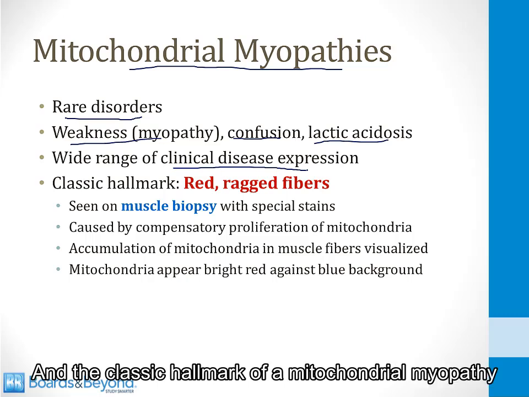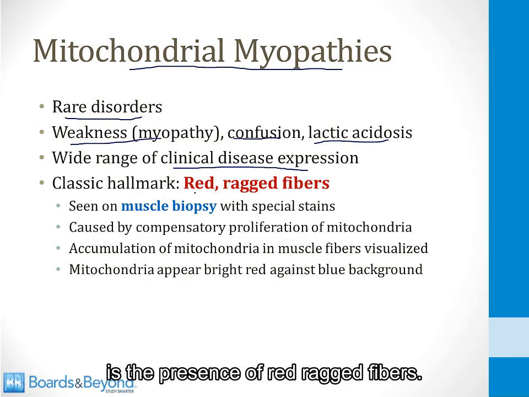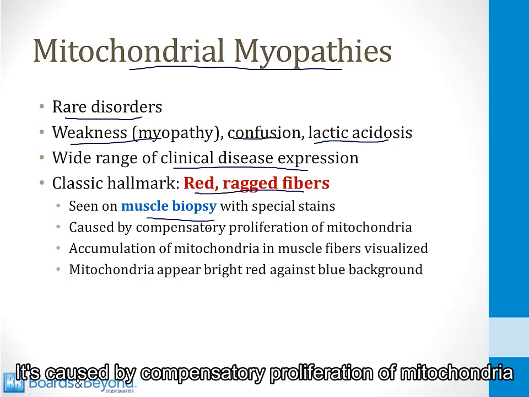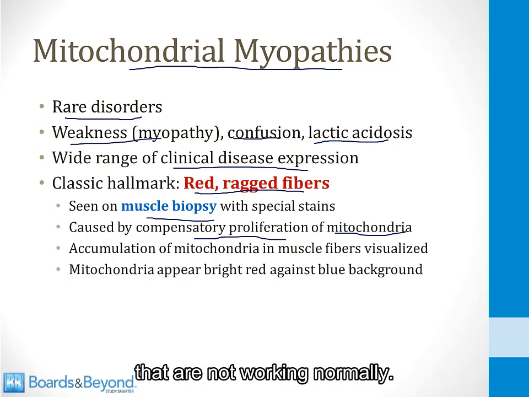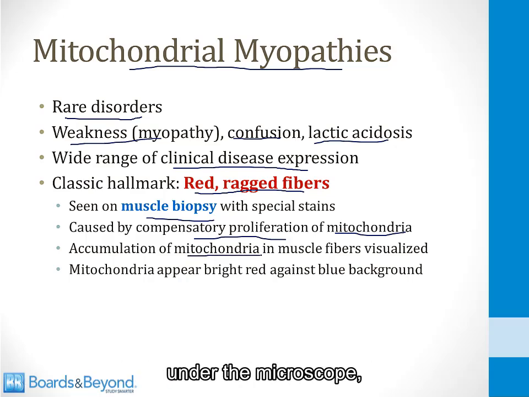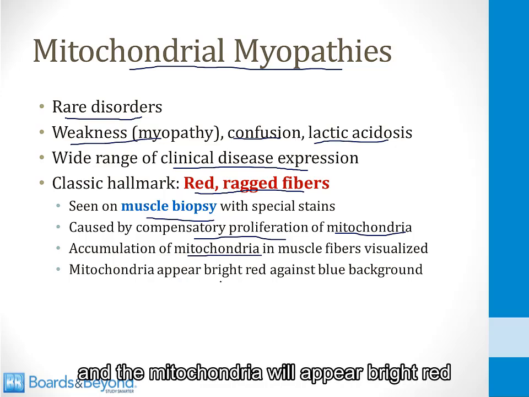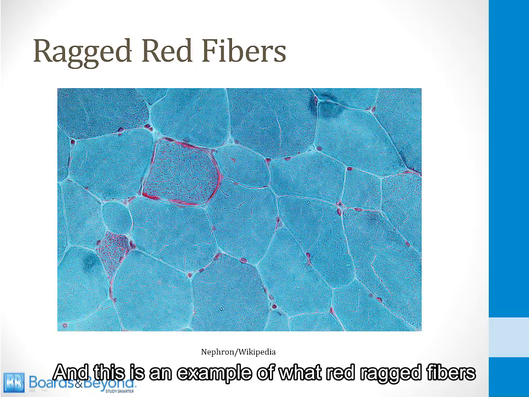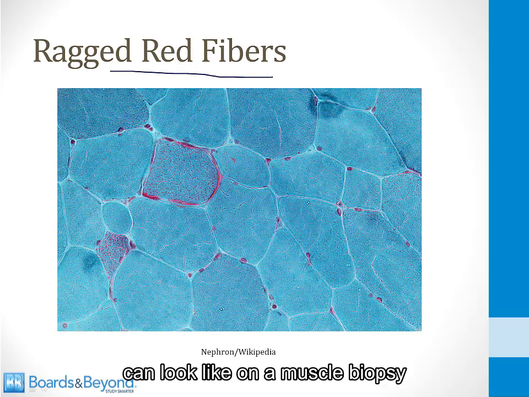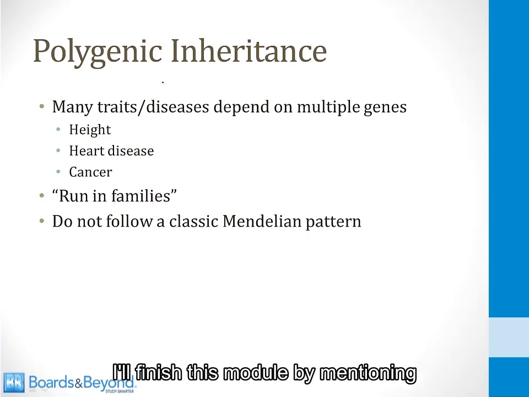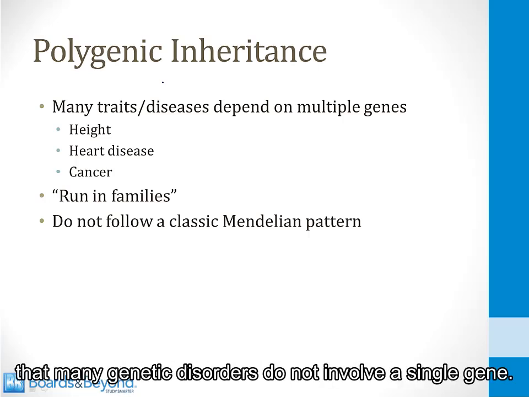And the classic hallmark of a mitochondrial myopathy is the presence of red ragged fibers. This is seen on muscle biopsy with special stains. It's caused by compensatory proliferation of mitochondria in response to the mitochondria that are not working normally. As a result, there is an accumulation of mitochondria in muscle fibers that you can visualize under the microscope, and the mitochondria will appear bright red against a blue background with special stains. And this is an example of what red ragged fibers can look like on a muscle biopsy in someone with a mitochondrial myopathy.